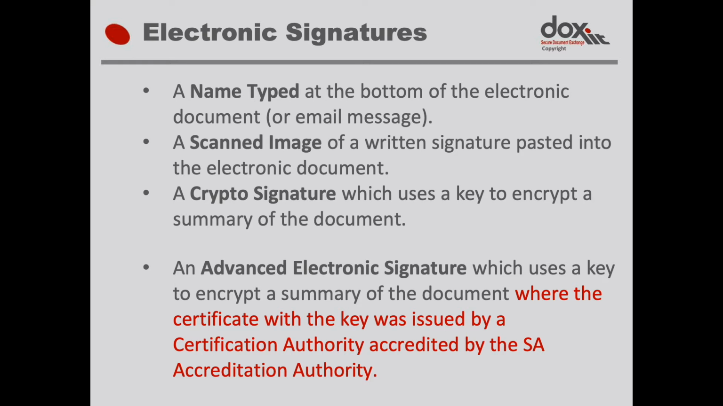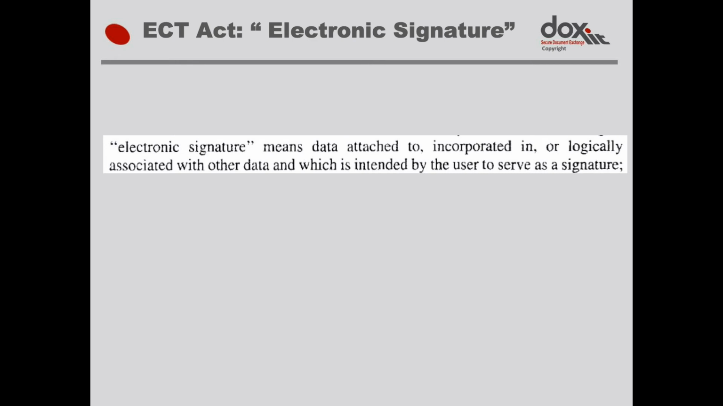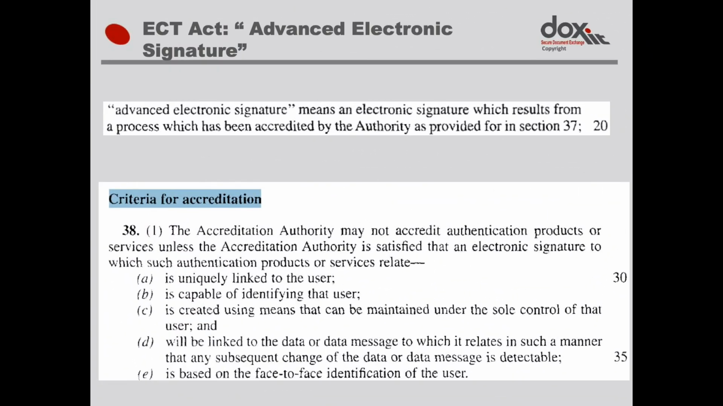It should be clear that an advanced electronic signature is much more secure and certain than a signature made by using any of the other options. Let's have a look at how the ECT Act defines electronic signatures. According to the Act, electronic signature means data attached to, incorporated in, or logically associated with other data and which is intended by the user to serve as a signature. This definition clearly includes the option of typing a name at the bottom of an email message, as well as pasting an image of a handwritten signature into an electronic document. When the ECT Act talks about an advanced electronic signature, it is defined as follows.